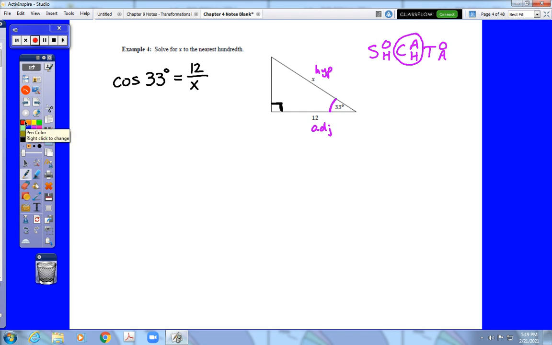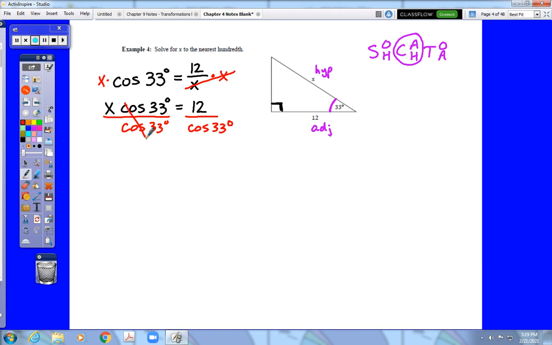Now we saw an example of this in the previous video when the variable's in the denominator. That is a two-step equation to solve. Step 1, we multiply both sides of the equation by x to eliminate the fraction, which would give us x times the cosine of 33 degrees equals 12. And then we would divide by the cosine of 33 degrees. When we do that, that gives us x by itself. x is 12 divided by the cosine of 33 degrees, and we feed it to our calculator.